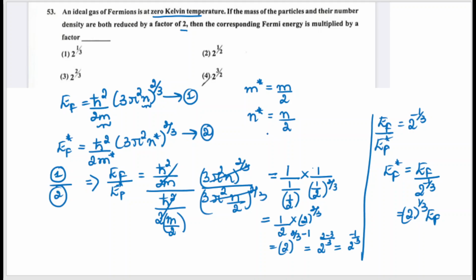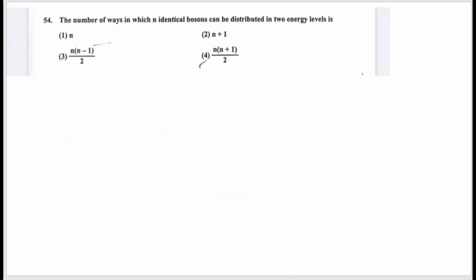So we got the answer to be equal to 2 to the power of 1 by 2, option 2. Sorry, it will be 2 to the power of 1 by 3. Option 1 is the right option. I have written here clearly, but while marking, I marked the wrong one. So the answer is 2 to the power of 1 by 3. Yes, let us move on to the next question.